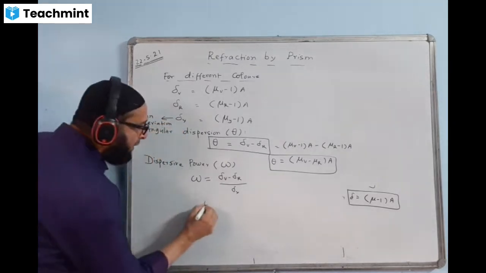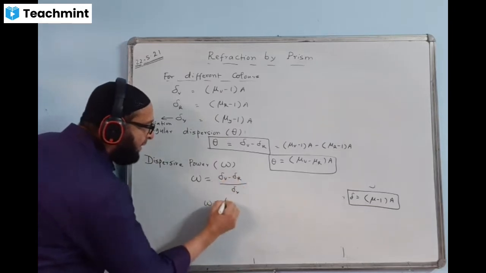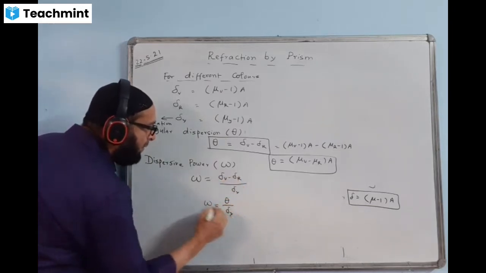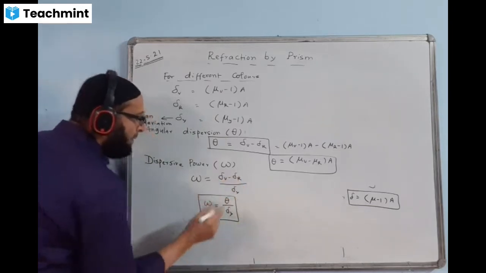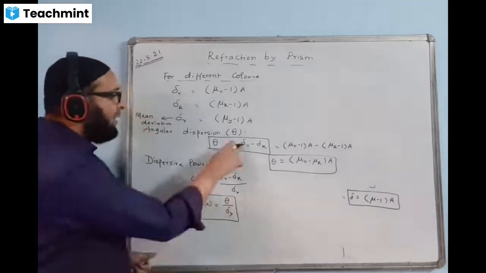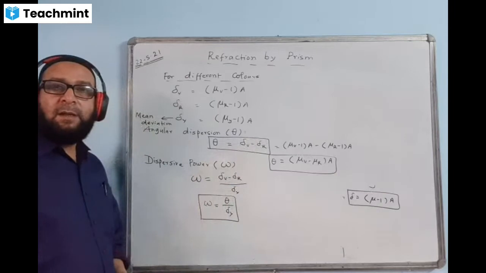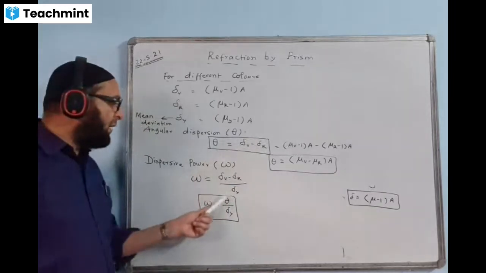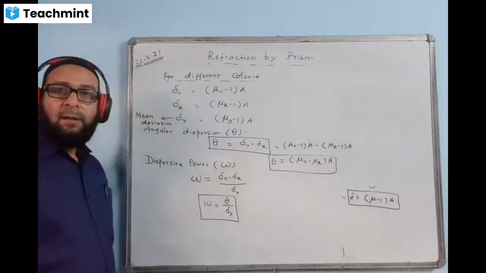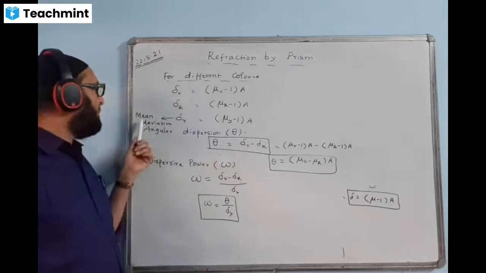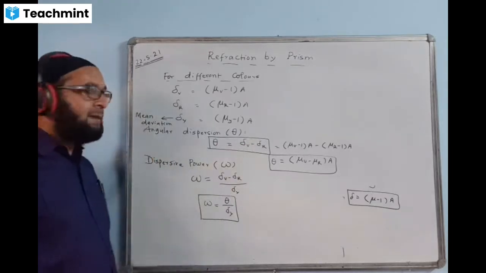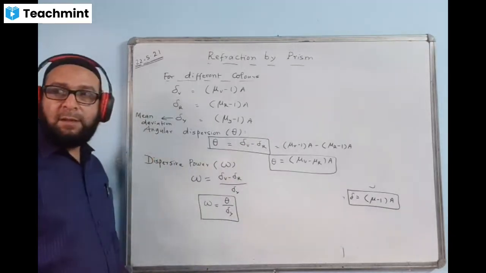So if you want, you can write omega is equal to theta by delta Y. And theta we know is delta V minus delta R, so delta V minus delta R can be replaced by theta. We can write omega is equal to theta by delta Y. What is delta Y also known as? Mean deviation, that is the deviation of the mean color.